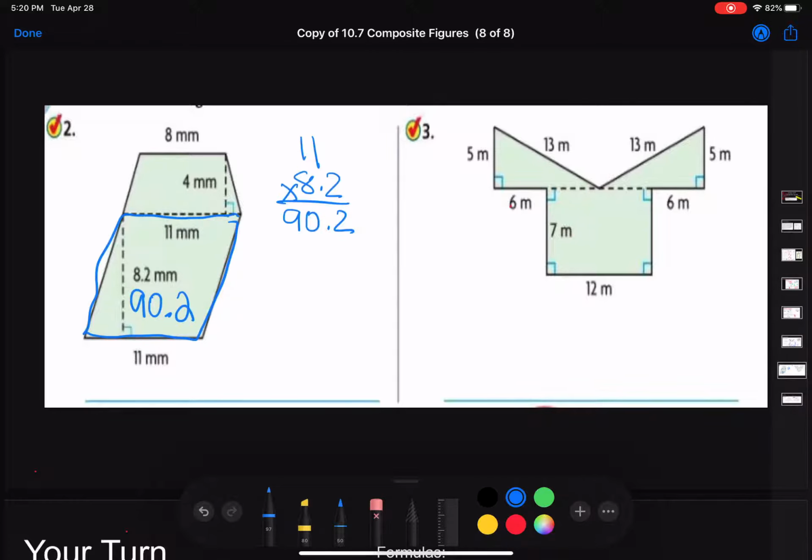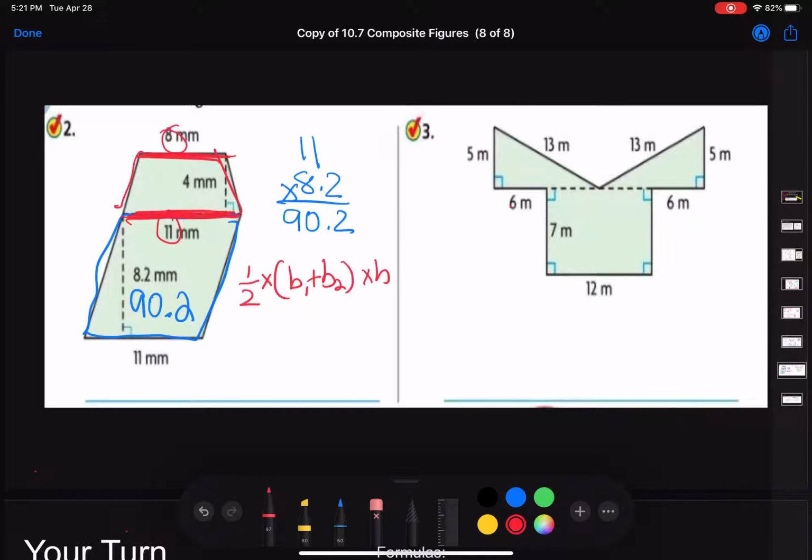Now, my trapezoid. So remember the formula for the trapezoid. I'm going to change colors. So my trapezoid here. Okay, so it's 1/2 times the sum of my two bases times my height. So right away the first thing I want to do is add up my two bases. These are my bases.